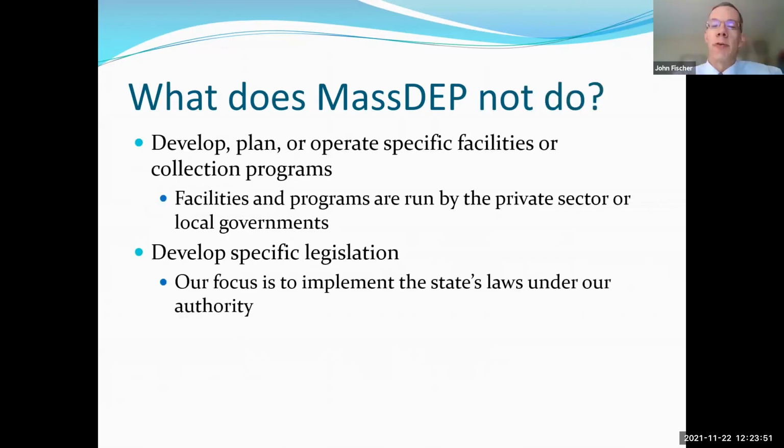A couple of things that we do not do as an agency: we do not generally develop, plan, or operate specific facilities or collection programs, and that is generally done either by the private sector or by local governments in Massachusetts. And a second thing that we do not do is develop specific legislation. So that's the purview of the legislature to do that. And while we may have some thoughts around legislative policy that we do look forward to sharing through the years, our focus is really to implement the laws that give us authority and obligations to implement. So that's really our focus, is everything on that prior slide to implement the statutory authority and obligations that we have as an agency.